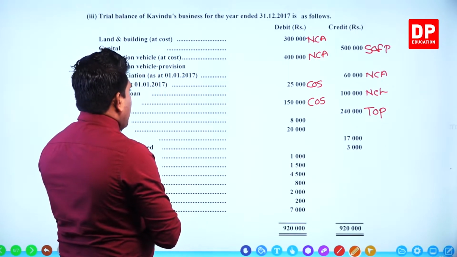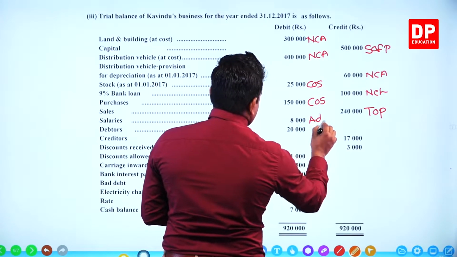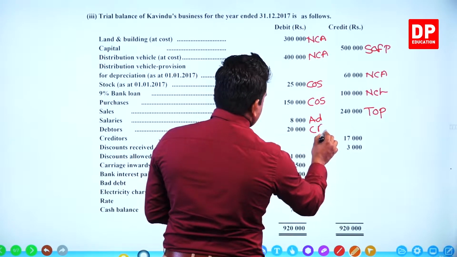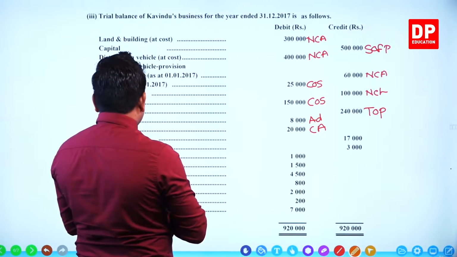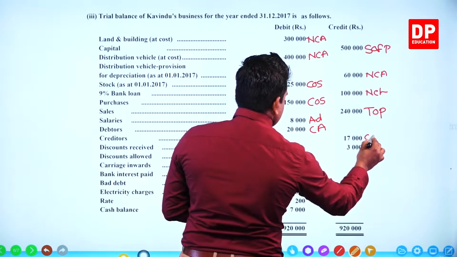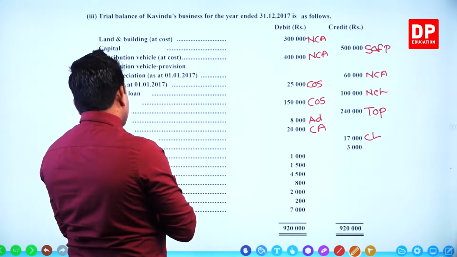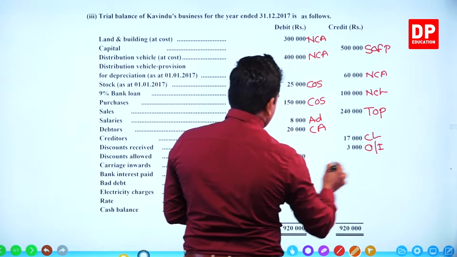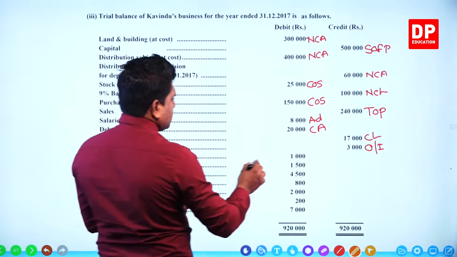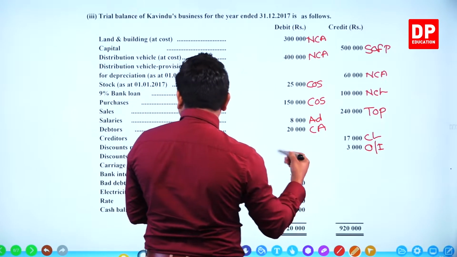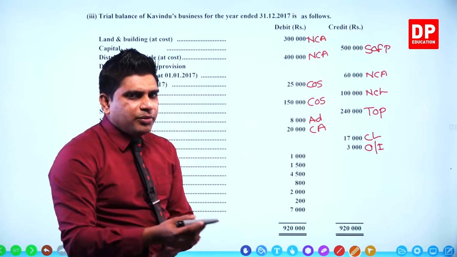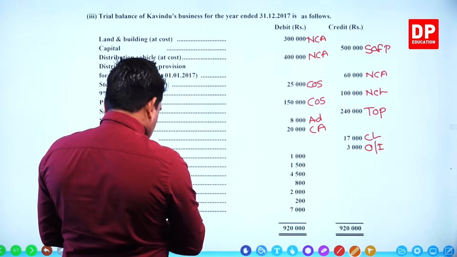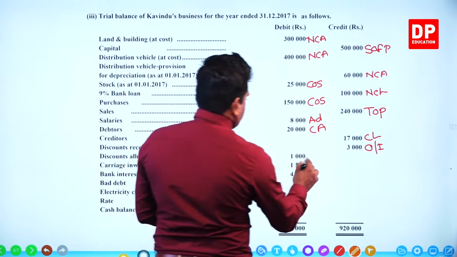Salaries, where? Administration expense. Debtors, current assets. Creditors, current liability. Discount received, where? Other income. Discount allowed, where? We allow the discount. Do you remember? Try to remember. Where does it go? Discount allowed goes to distribution expense.